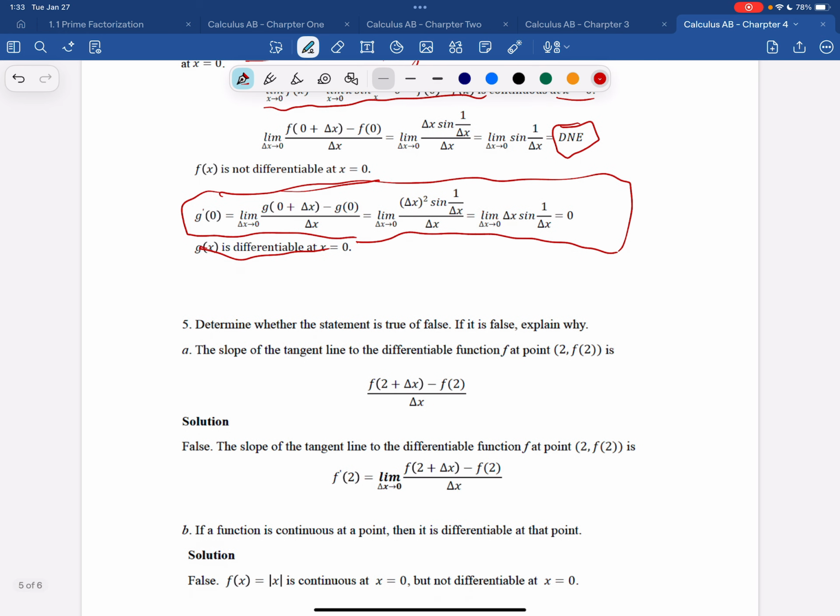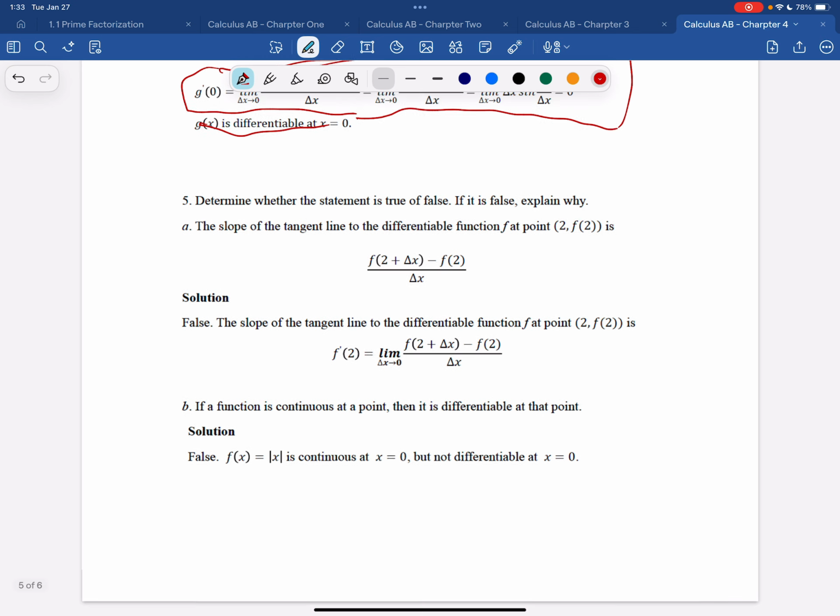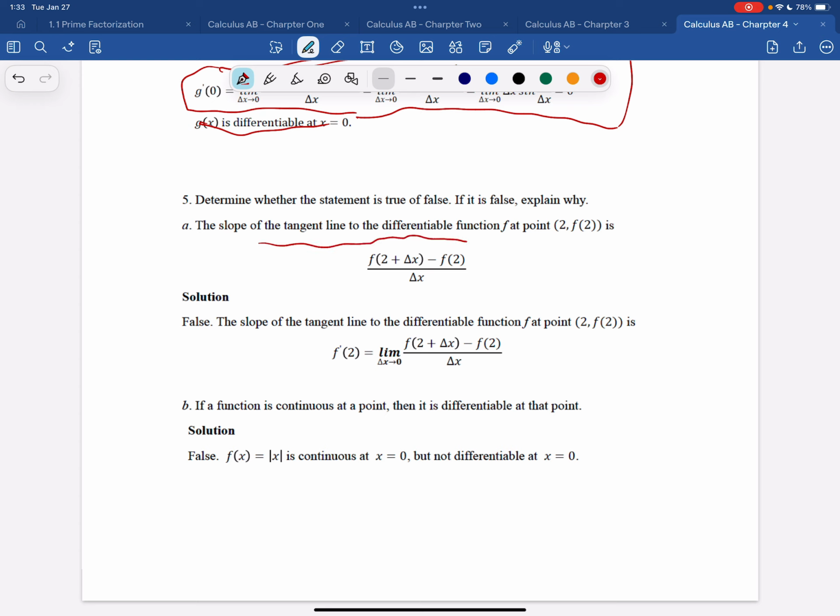So now I'm going to determine whether each statement is true or false. The first one says the slope of the tangent line to the function f at point 2 is f of 2 plus delta x minus f of 2 over delta x. The first thing I notice is that we are missing the limit as delta x approaches 0. This is the only thing that's wrong, but it's obviously false. A is false.